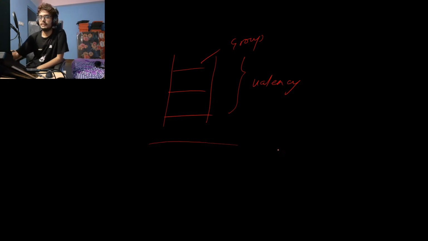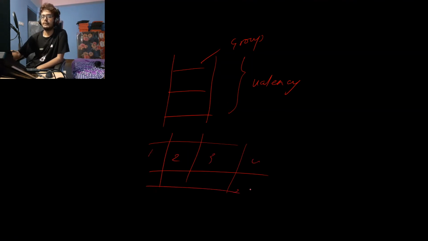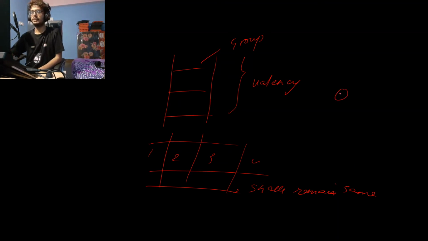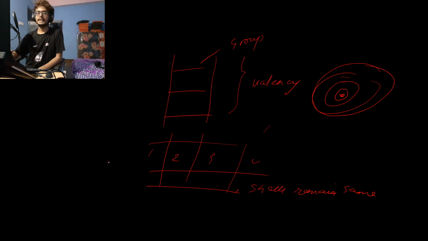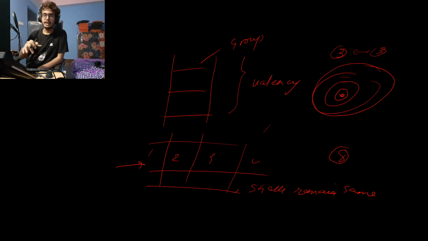And if the elements are in the same period, like let's say first, second, third, fourth, the number of shells will remain the same. Shells, in the sense that there is a nucleus, right? And there are electrons revolving around the nucleus. So in the same period, the number of shells stays the same. If the first element has three shells in which electrons are revolving, then even the eighth element will have three shells, right? It'll always remain three shells in the same period, right? But in the same group, that will increase as we go down and decrease as we go up.